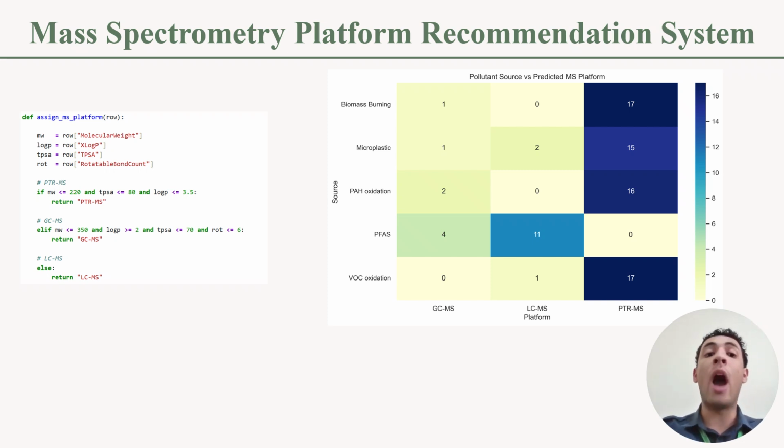The heat map summarizes how different pollutant classes were distributed across predicted analytical platforms. VOC oxidation, PAH oxidation, biomass burning, and many microplastic compounds were mainly assigned to PTR-MS, reflecting the presence of smaller detectable compounds. PFAS compounds were predominantly assigned to LC-MS because of their larger size and stronger polarity. This confirms that different pollutant sources may require different instrumental strategies, and that molecular descriptors and pollutant behavior can predict the instrument needed to detect them.